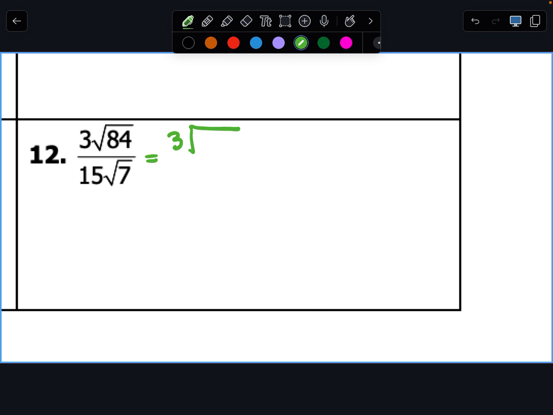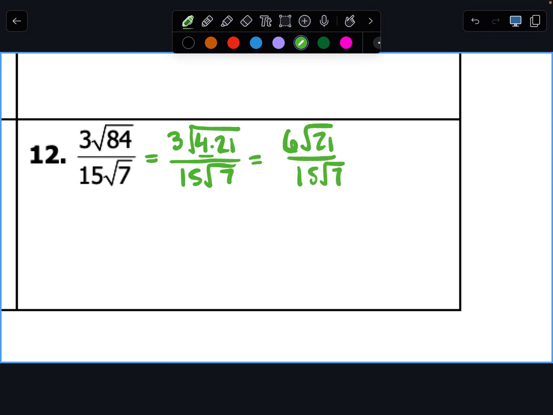How about 4? 4 and 21? Okay, 4 and 21. 21 does not have any perfect square factors, so that's as far as that would go on top. The bottom, I just have 15 root 7. Root 7 doesn't have any perfect square factors. So we square root the 4 part. That gives us 2. Multiply it with the 3 in front. We have 6 root 21 over 15 root 7.